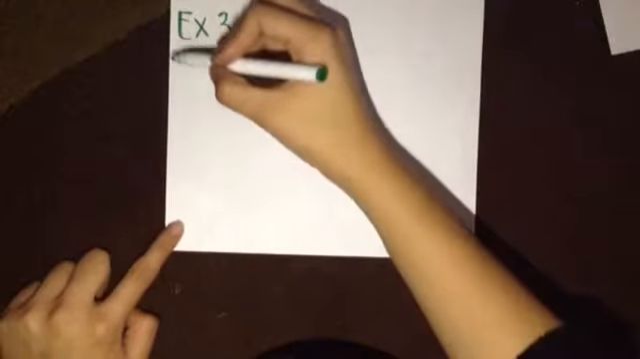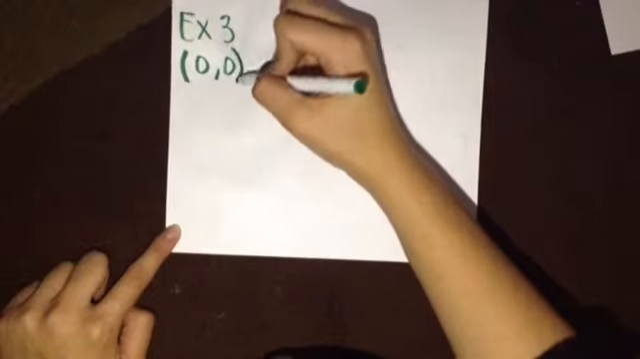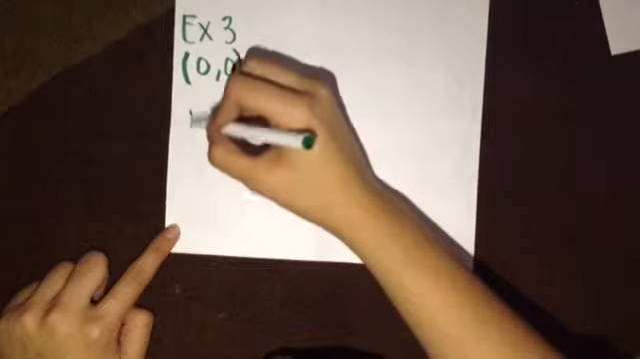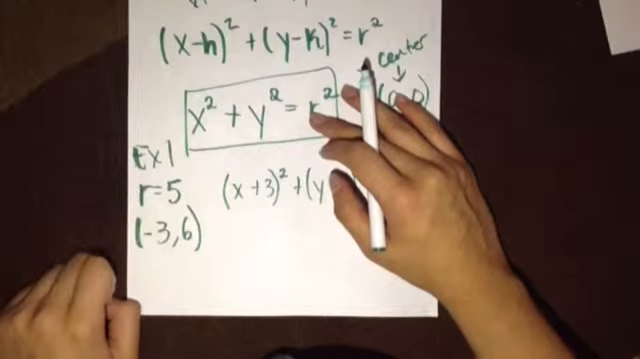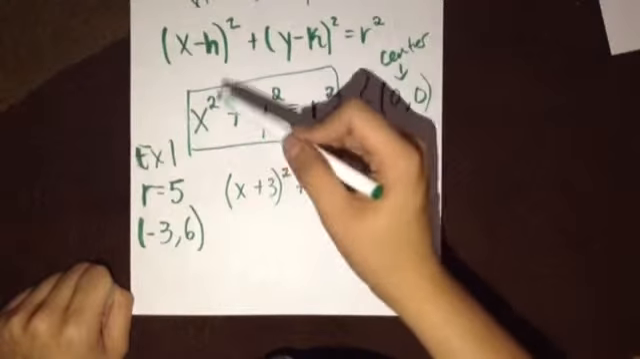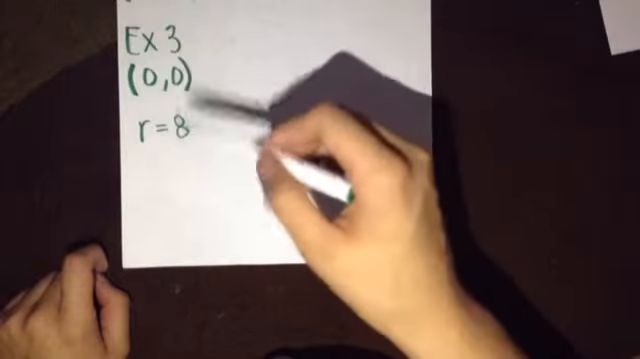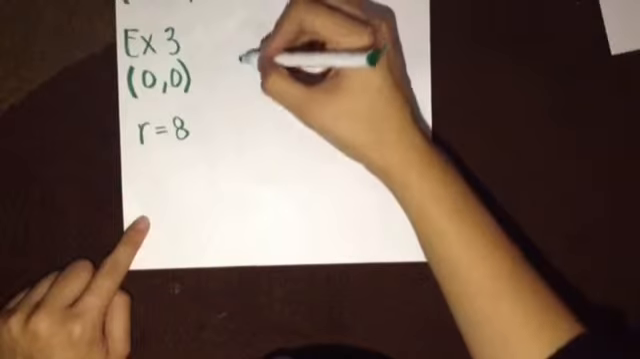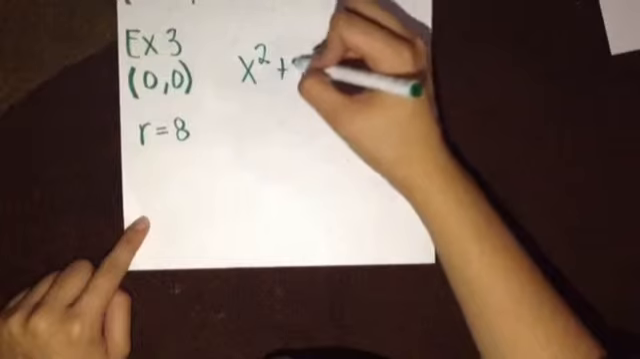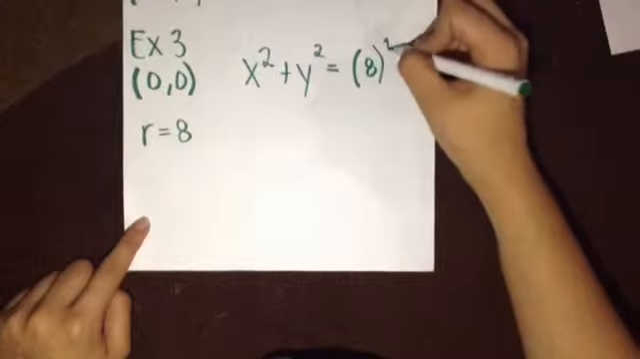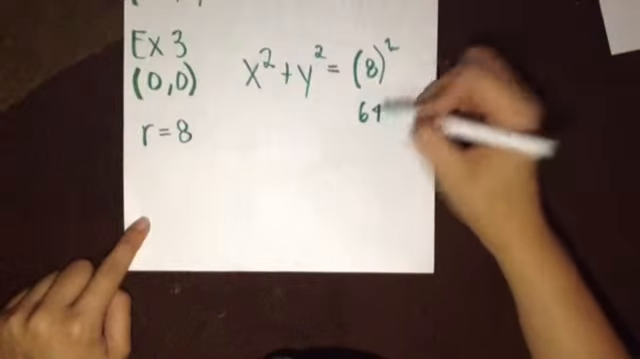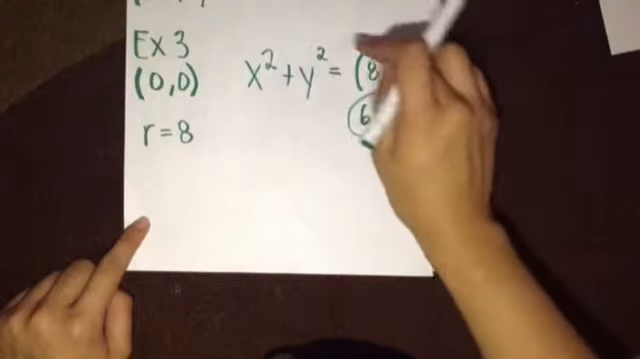Now we're going to find the equation of a circle with the origin as a center and a radius of 8. Our equation for a circle with the origin was x squared plus y squared equals r squared. So that's where we're gonna plug in these points right now. So we're basically just gonna have x squared plus y squared equals 8 squared, which is gonna be 64. That's it. That's our equation.